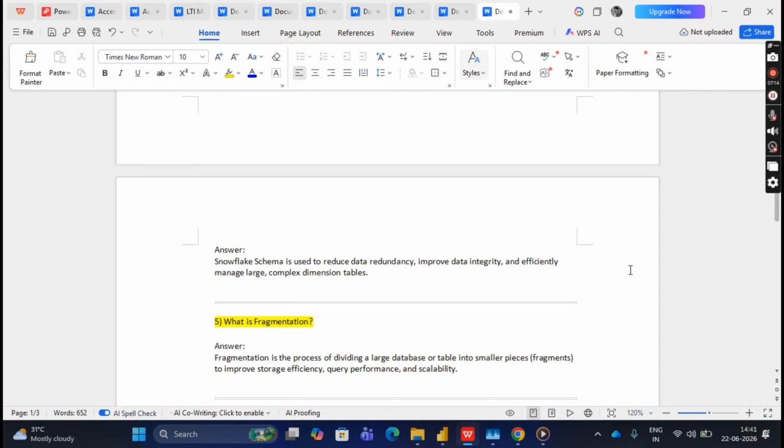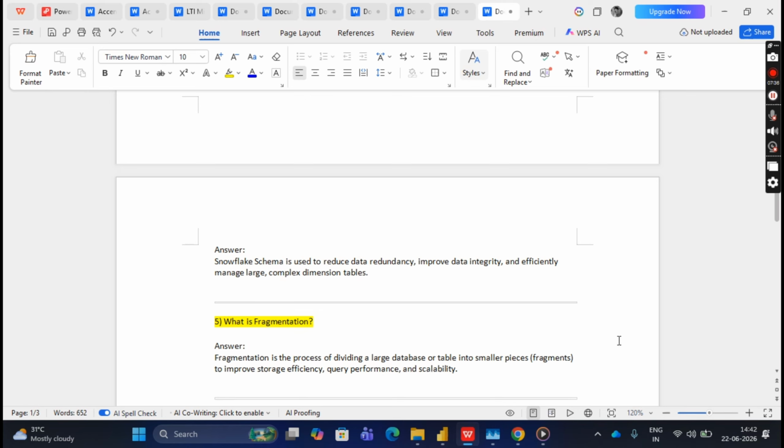The next question was, what is fragmentation? Fragmentation is the process of dividing a larger database or table into smaller pieces, okay, in order to improve storage efficiency, query performance and scalability, okay. So this is how you should answer what is fragmentation.